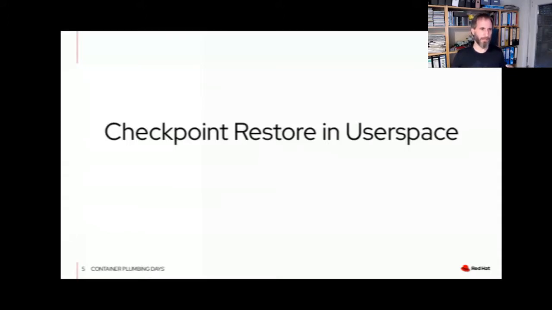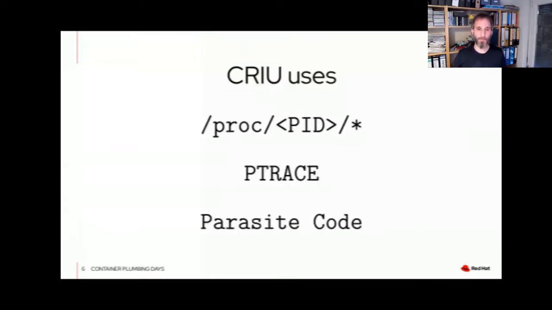And in user space means CRIU uses existing information which is accessible from user space. And one of the important things for CRIU is proc_pid. There is a lot of information there which CRIU collects to be able to checkpoint and later restore the process.